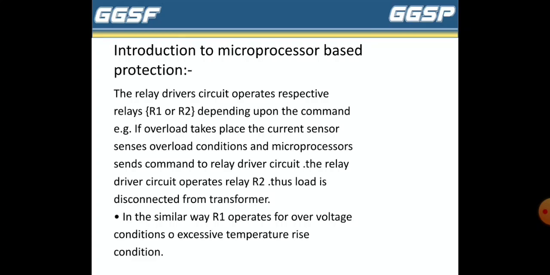For example, if overload takes place, the current sensor senses overload condition and the microprocessor then sends command to relay driver circuit. The relay driver circuit operates relay R2. Thus load is disconnected from the transformer. In the similar way, R1 operates for over voltage conditions or excessive temperature rise conditions.